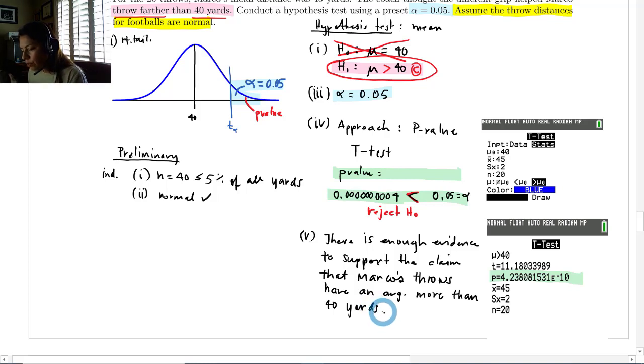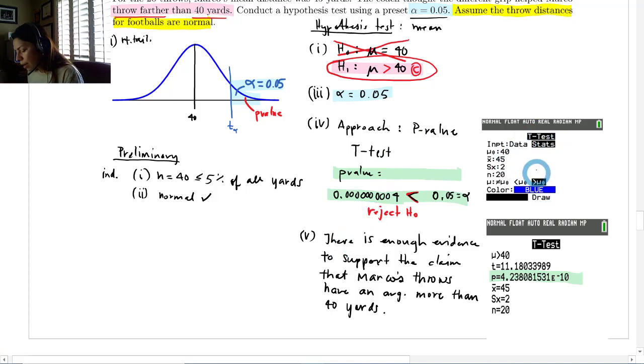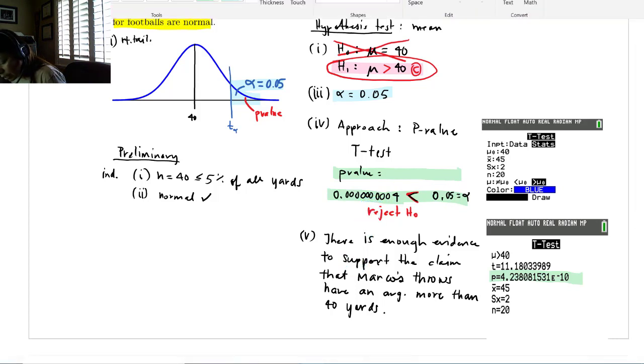Let's go through it. So the first thing we're going to do is read everything, and we'll have to do preliminaries. The hypothesis test, we set up the null and alternative, mark the claim. Determine the approach you want to use. I encourage you to use the p-value. And then go to the calculator. If it's about a mean, you'll use t-test. If it's about a proportion, you use 1-prop-z-test. Grab the results and go ahead and compare the p-value with the alpha, determine if it's statistically significant, and then interpret. So here, this would be statistically significant.